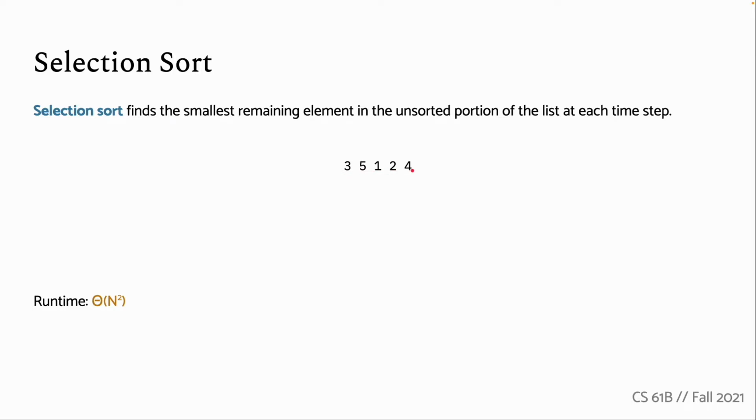Now, selection sort, unlike insertion sort, takes theta of n squared time, because every single time, no matter where the smallest element is, you are going to have to scan that whole list. So there's no way for you to do it in less than n time at each step. So it's going to be n squared time no matter what.